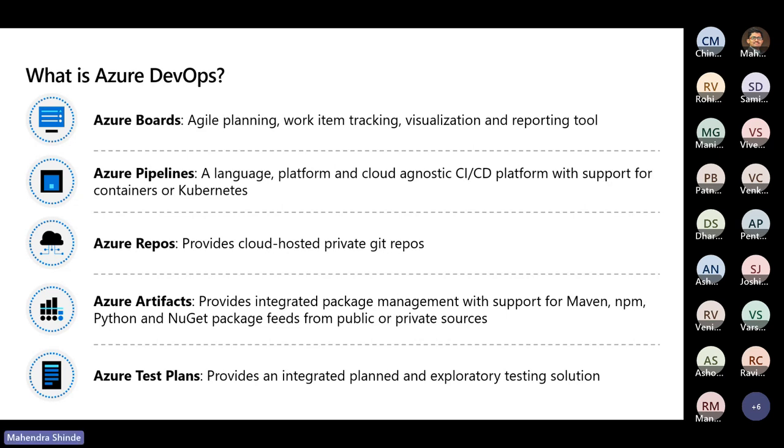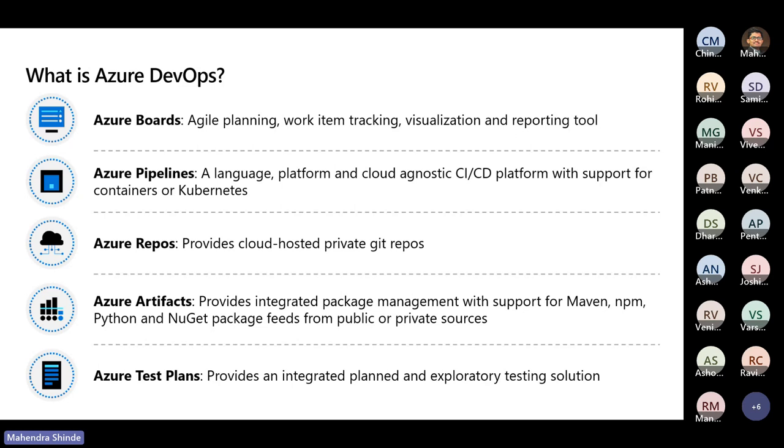Azure Pipelines, which provides you a CI/CD platform that is cloud agnostic and language neutral. That means you should be able to build and deploy any kind of application using this platform. Java application, .NET application, Golang application, PHP application, you name it, and Azure Pipelines has it already. You can also build and deploy container images or containers.